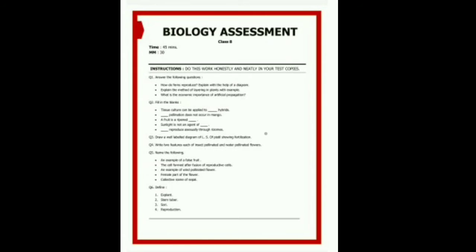After a few days, roots develop on the buried portion of the branch, and the branch is then cut from the main plant. It grows as an independent plant. Is it clear? This also carries 4 marks.